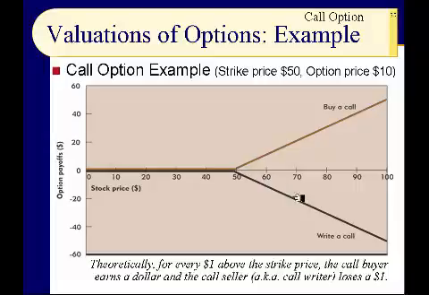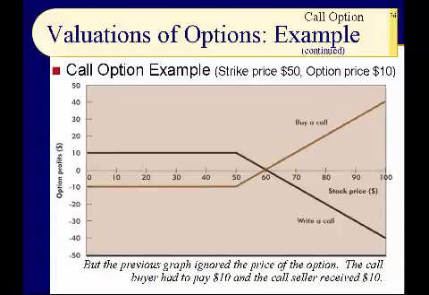And the seller of the option is losing money. And the higher the market price goes, the more the seller loses. Theoretically, for every dollar above the strike price, the call buyer earns $1, and the call seller, the call writer, the call maker, loses $1. Does that help with the in-the-money type understanding? But this is a theoretical example. Let's take a look at slide 26.